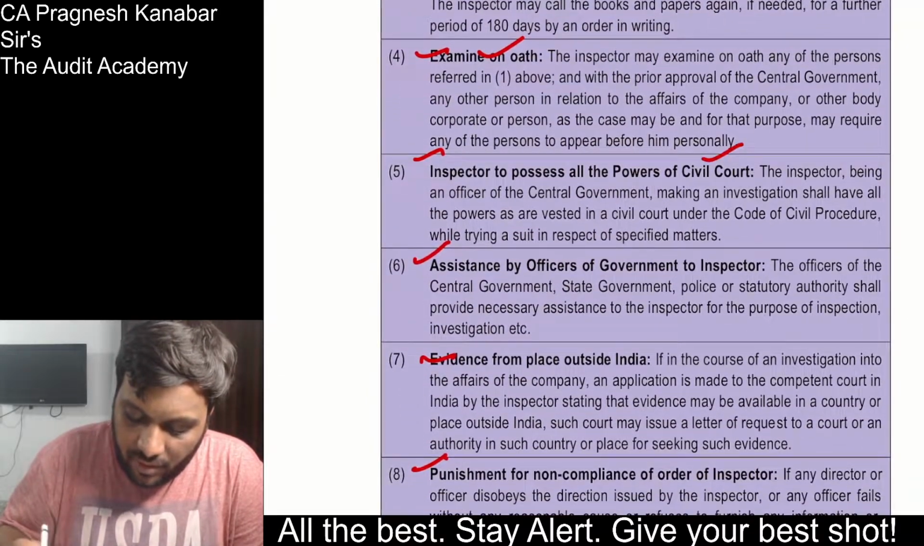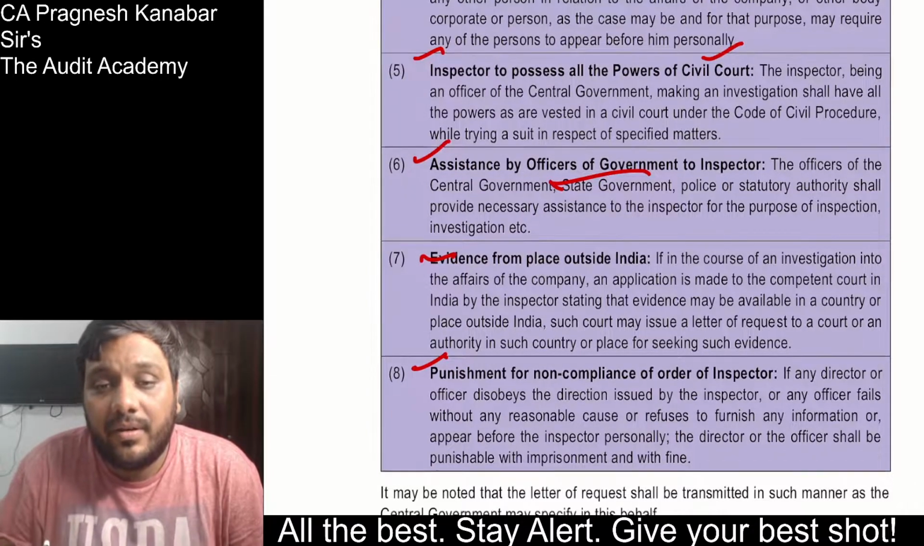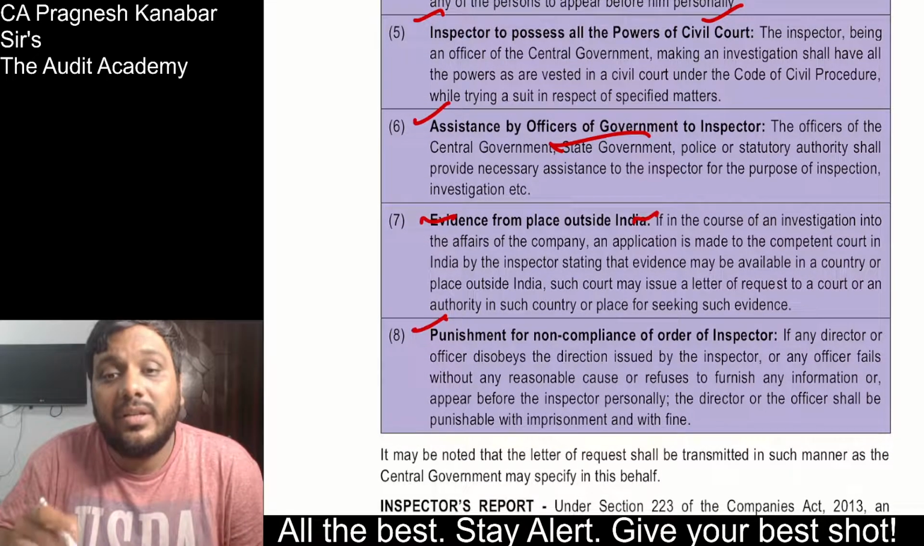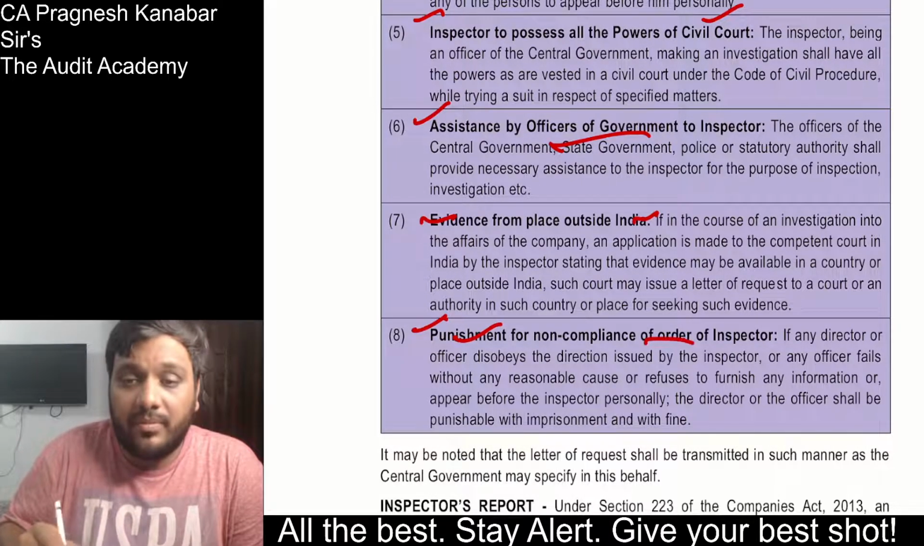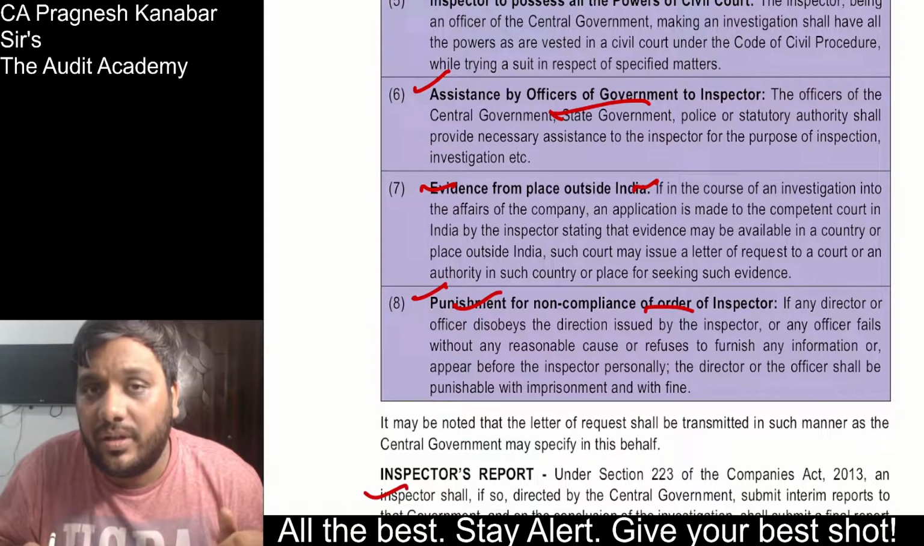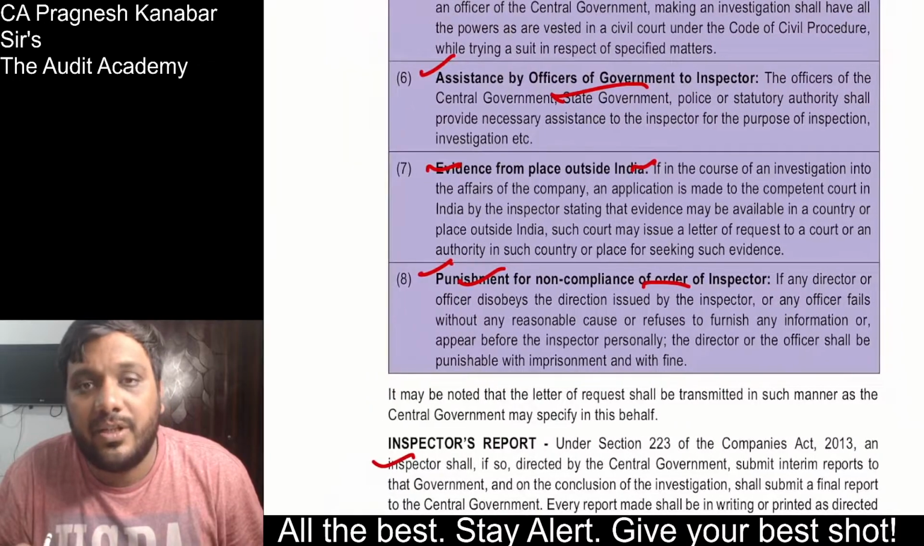He will have all the powers of a civil court. Yes, then he can be given assistance by government officers. Then what if he wants evidence from a place outside India? How can that be done? Then punishment for non-compliance with the order of the inspector: when the inspector gives an order and the company's employees or officers do not follow it, what can be the punishment there?